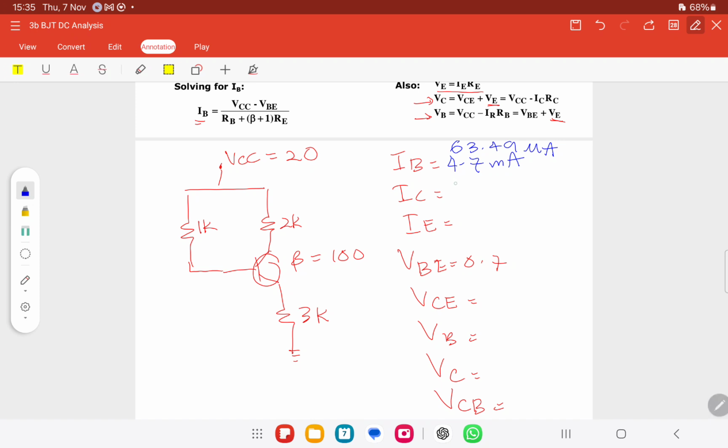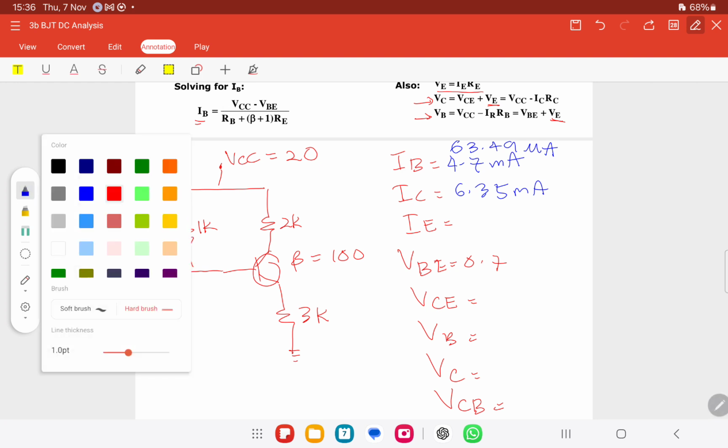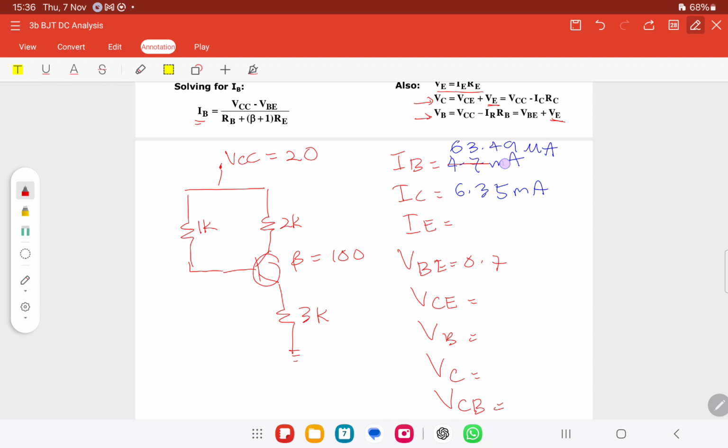IC. IC dapat berapa IB? Ha, tak. Maksudnya IB 4.7 tu salah. Macam tu ke? Betul? Okey.